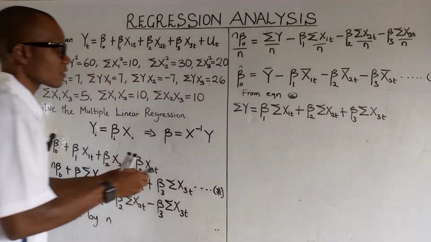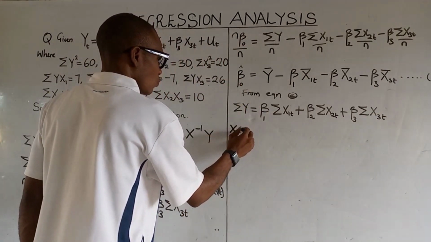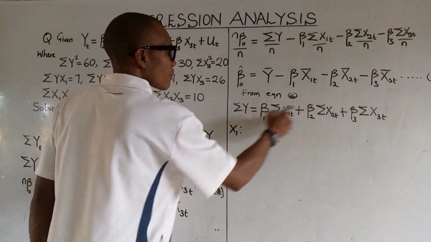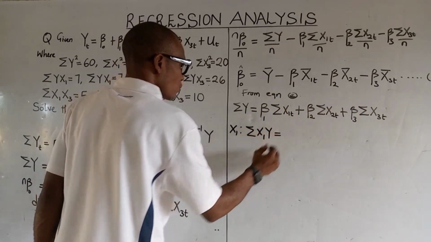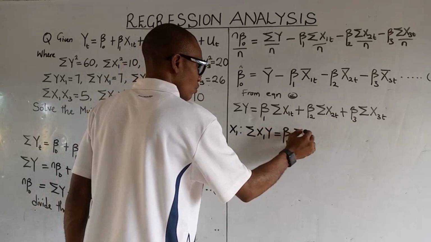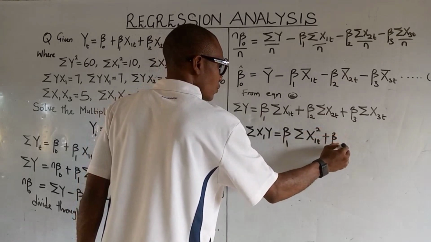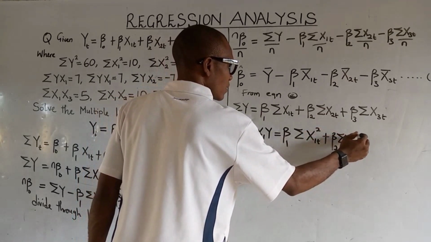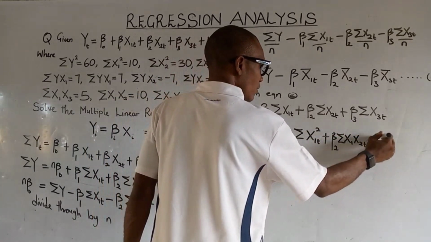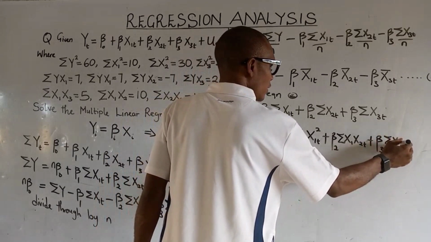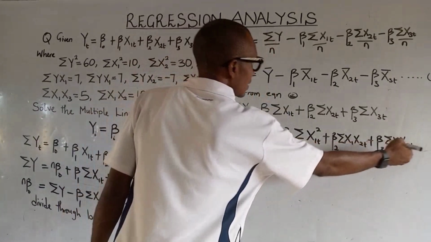So as easy as ABCD. All we need to do is to find the value of x. We use x1 to multiply the whole of this. If you use x1 to multiply the whole of this, you have summation of x1y, which is equal to b1 summation of x1t squared plus b2 summation of x1 x2t plus b3 summation of x1 x3t. You can also choose to ignore the t.